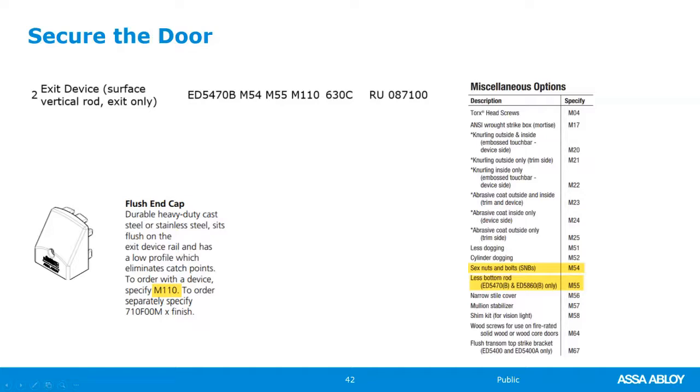And I don't believe it's any upcharge. You can double check that in your Corbin Russwin or Sargent catalog, but I don't believe that costs any extra. It is something you have to specify though. The M54 is sex nuts and bolts for through bolting, and M55 is the less bottom rod.